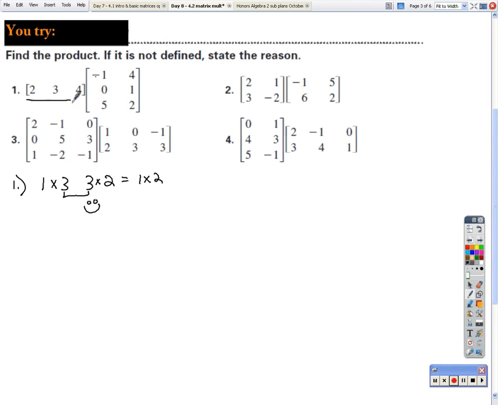We have 1 row, and then we're going to do that times the first column. So it's going to be 2 times negative 1 plus 3 times 0 plus 4 times 5. And when we do the arithmetic, we get 18. Now that went in the first row in the first column. Now you'll notice I only have 1 row, so I really don't need this much space in my matrix. I know my answer is going to be 1 by 2, so I'm just going to make my answer 1 by 2.